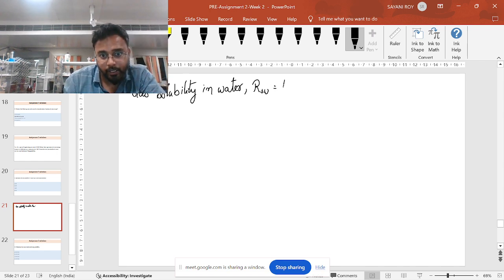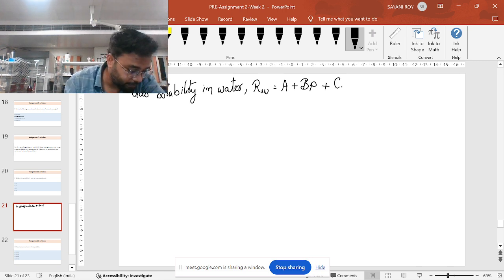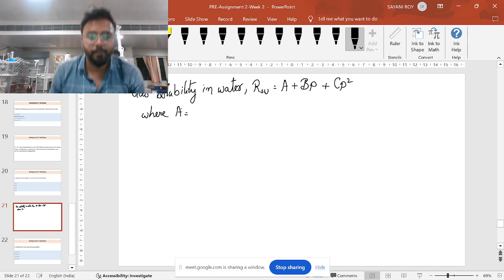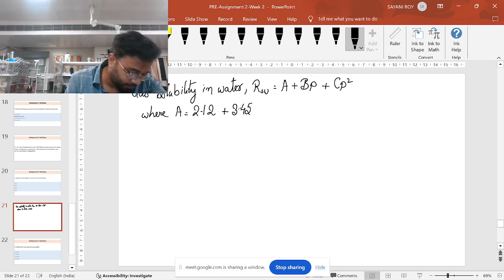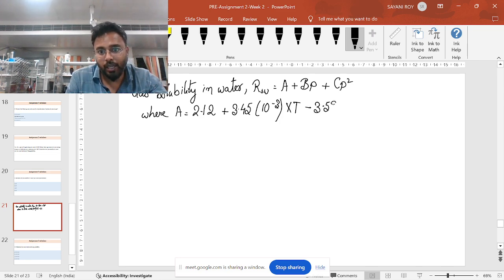RSW equal to A plus BP plus CP squared. Where A equal to 2.12 plus 3.45 into 10 to the power minus 3 into temperature T, minus 3.59 into 10 to the power minus 5 into T square.